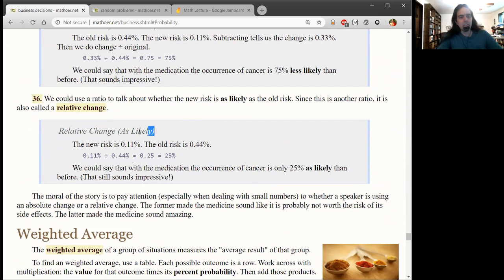There's also a phrase as likely. So we could have the ratio of the new risk to the old risk and get something called as likely, which again is a pretty big number because we're talking only about people that have the cancer.